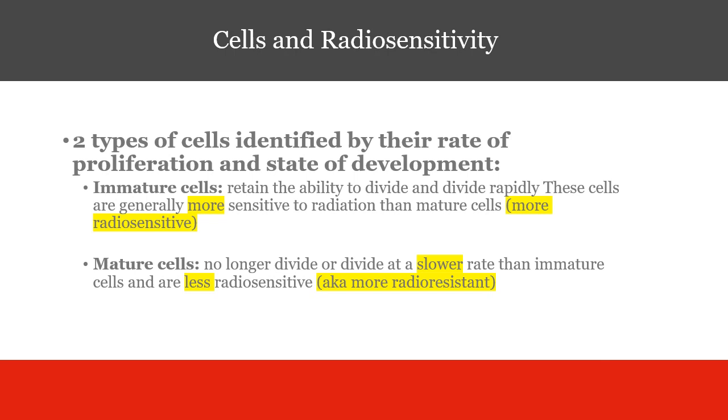The mature cells, on the other hand, no longer divide. So once we get to the point of being a spermatozoa, which is a sperm cell, there's no more division to go. So it cannot divide anymore. Or it divides at a slower rate, which we'll give an example of in just a moment, than immature cells, and they're less radiosensitive. They're also known as being more radioresistant.